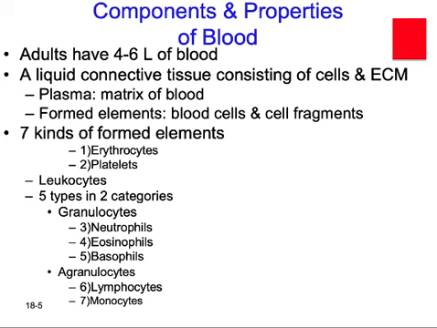Okay, so the basophils have blue granules, the eosinophils have red granules, and the neutrophils have pink granules when stained with Wright stain. The agranulocytes do not have staining granules, and they include the lymphocytes and the monocytes. Now, what do each of these cells do?